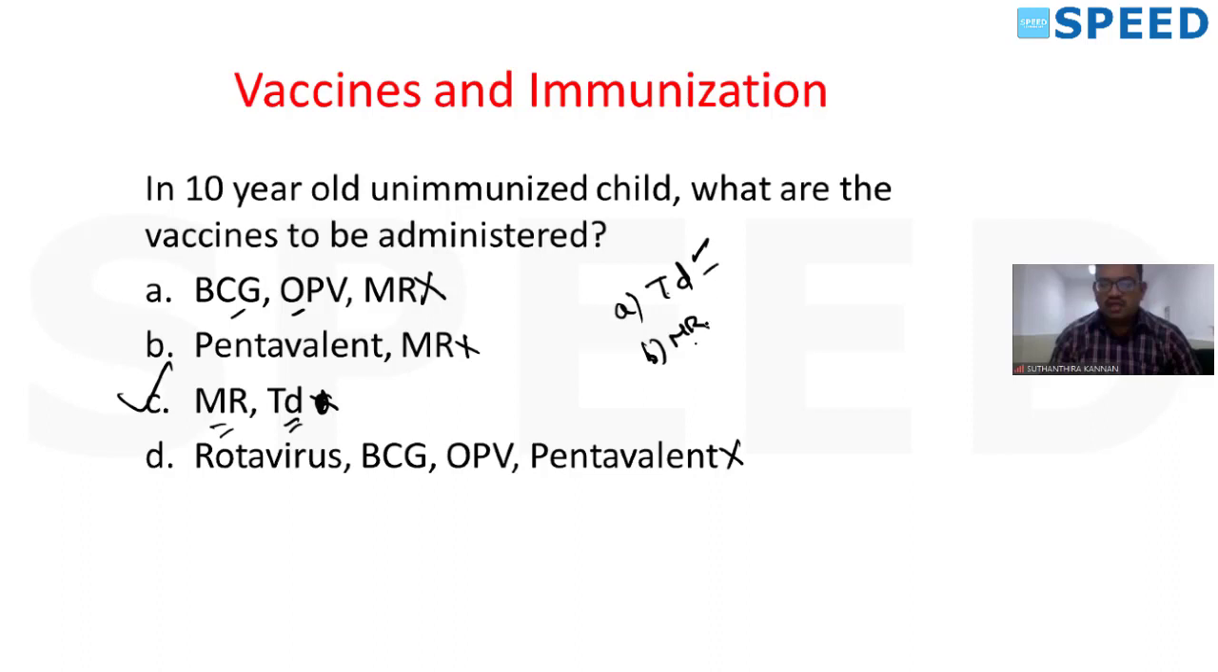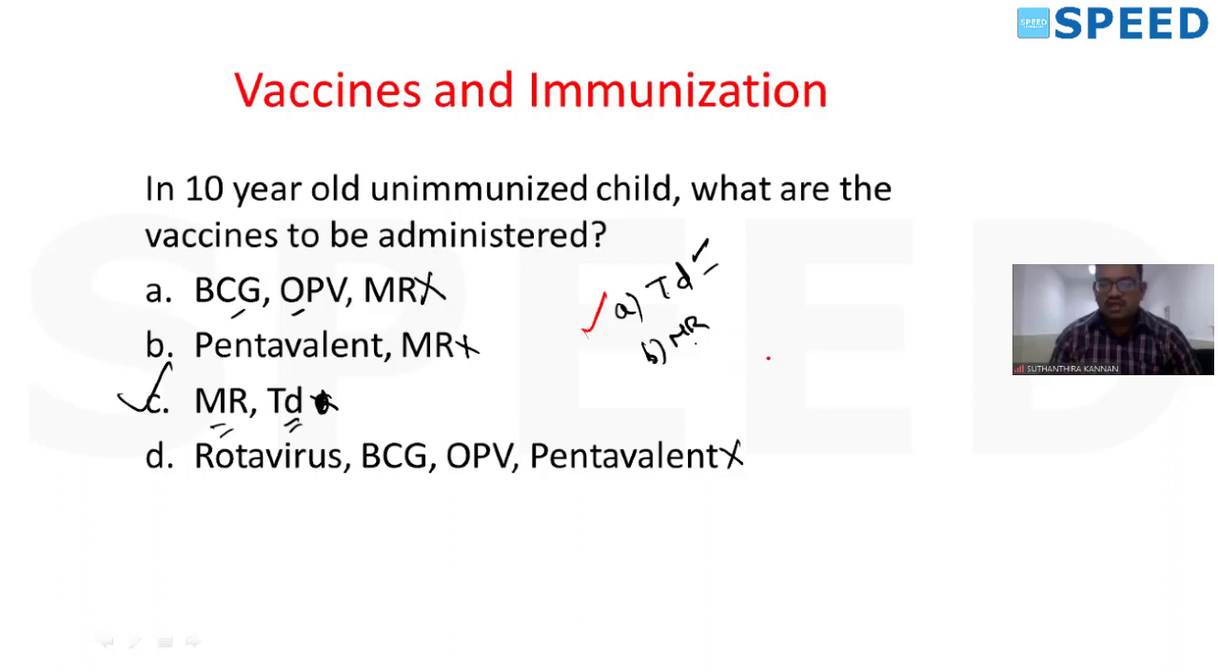For TD, there is no age limit. MR can be given up to 15 years of age. There's no doubt there. But if both options are given separately, the better one is TD. In that case, the answer is capital T and capital D. So please read the MCQ properly, because the exam always will have a tricky question.